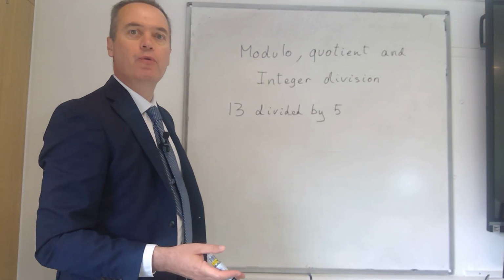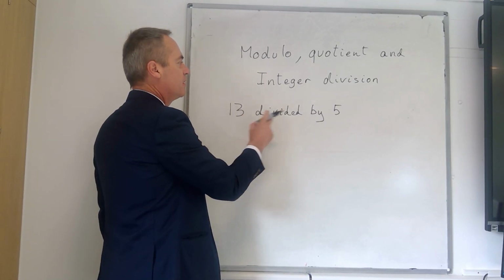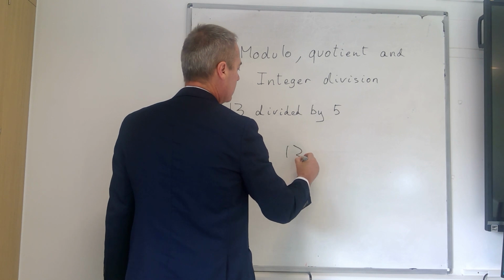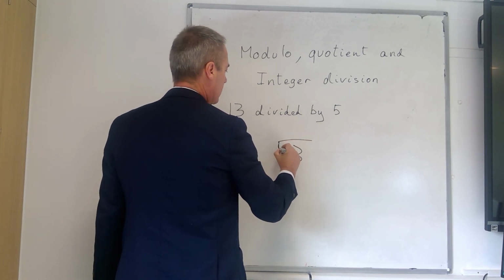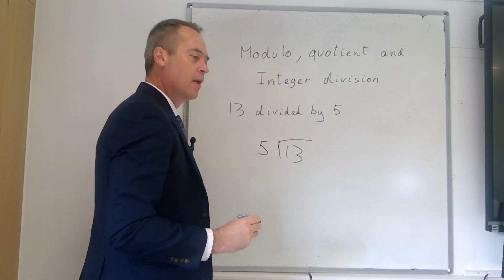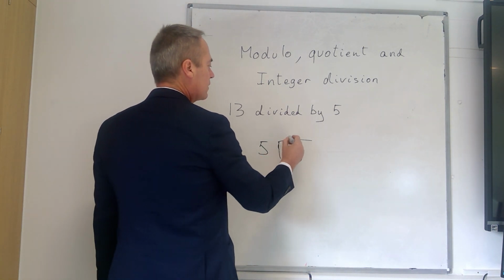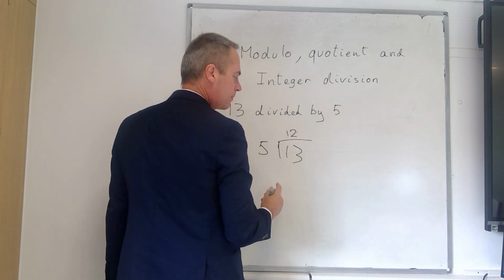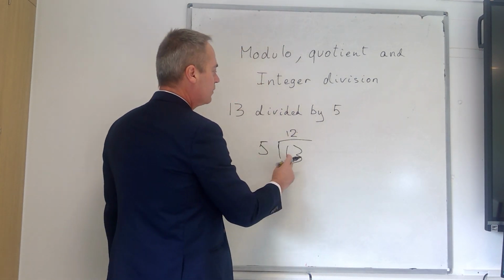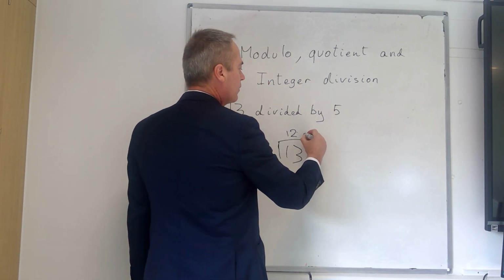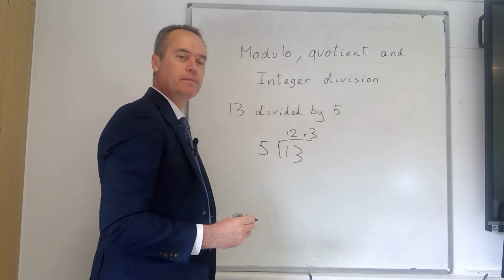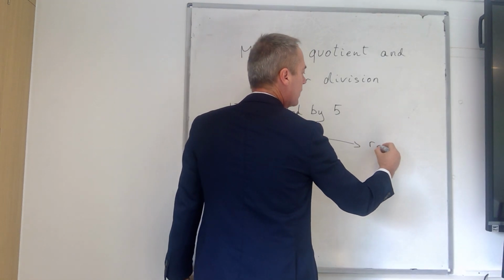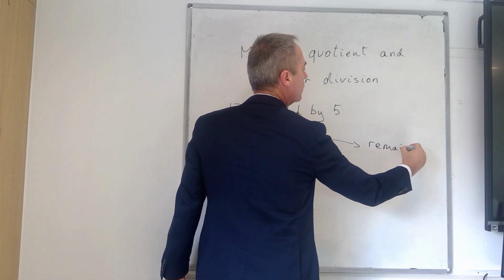When you were in primary school and you first learned to divide 13 by 5, you would do something like this. And you would find that you would have twice 5 into 10, and then remainder 3. The remainder is what we call modulo.